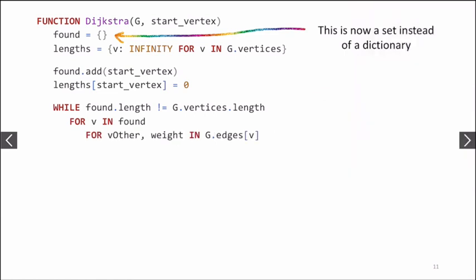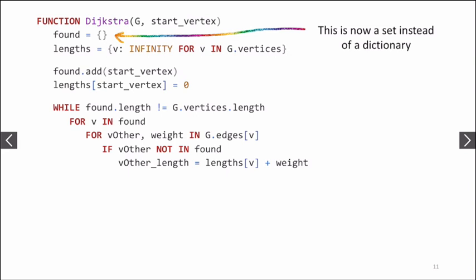So now we're going to loop over all of the vertices connected to each V and call those V other. And at the same time, we have to pull out the weight. If V other is not found, well, that's a candidate edge. So it's one that we could be marking the shortest path for. So we're going to compute the shortest path.